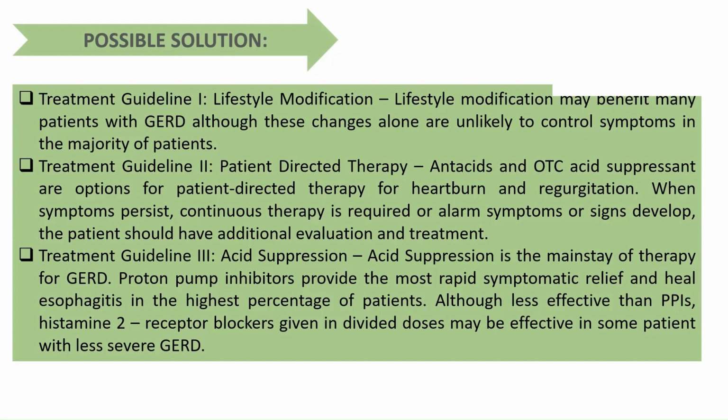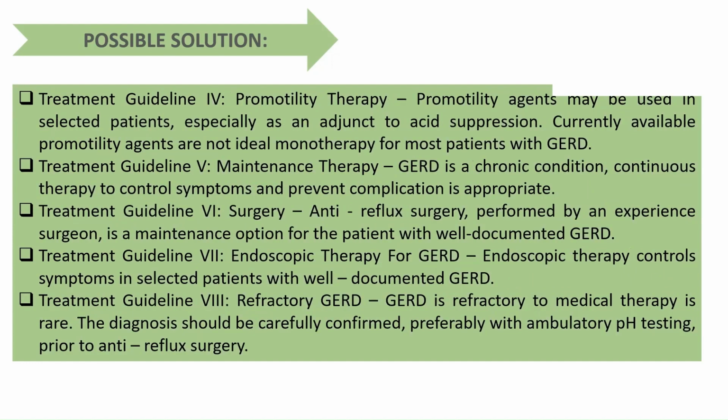Acid suppression is the mainstay of therapy for GERD. Proton pump inhibitors provide the most rapid symptomatic relief and heal esophagitis in the highest percentage of patients, although less effective than PPIs, histamine 2 receptor blockers given in divided doses may be effective in some patients with less severe GERD. Fourth, promotility therapy. Promotility agents may be used in selected patients, especially as an adjunct to acid suppression.